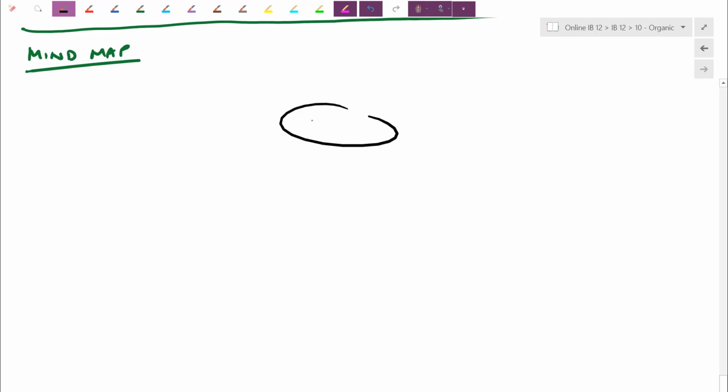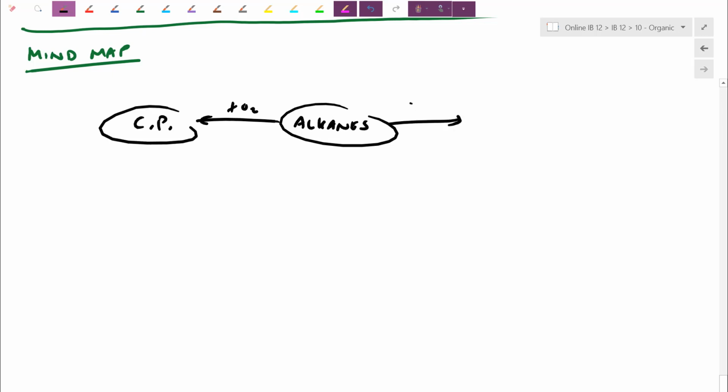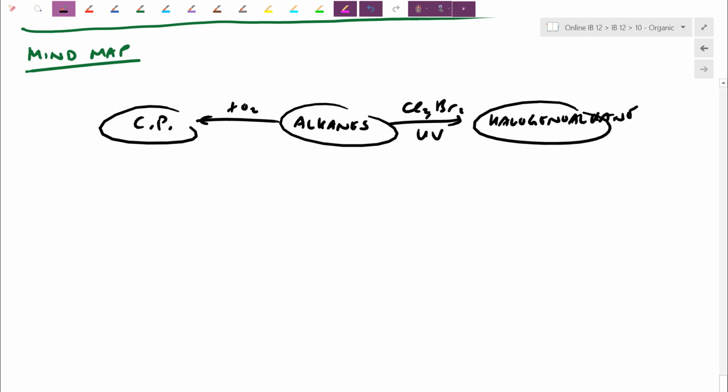So let's just go through here. We have our alkanes. Alkanes react with oxygen. They burn to form combustion products. You can add Cl2 or Br2 in the presence of UV light. That ends up forming an alkyl halide or halogenoalkane. Either name is fine. Then we have our alkenes.